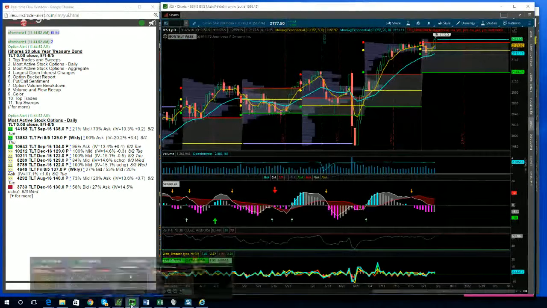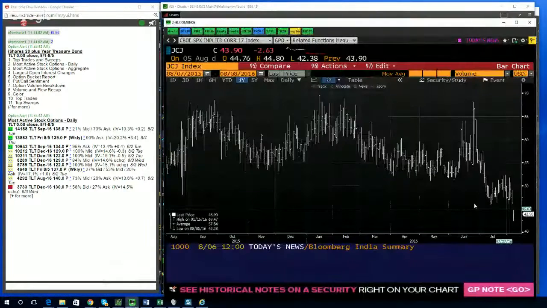Even though we are still in a stock picker's market, and it's even at extremes, from this is JCJ, this is the implied correlation of the S&P 500. Basically what this does is it shows how the components of the S&P are moving amongst each other. We are at lows right now in implied correlations.